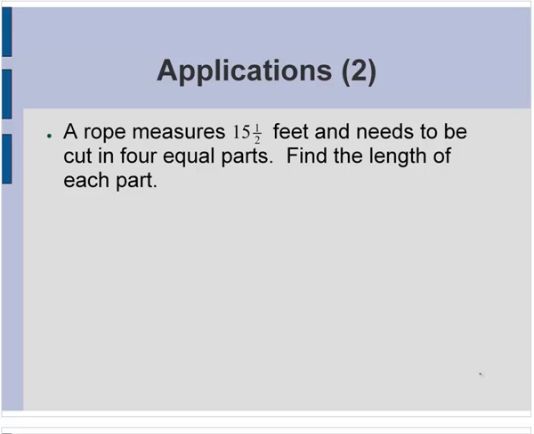A rope measures 15 1/2 feet and needs to be cut in 4 equal parts. Find the length of each part. Well, if we cut into equal parts, that implies division. It must be equal parts. So what we have here is 15 1/2 divided by 4.